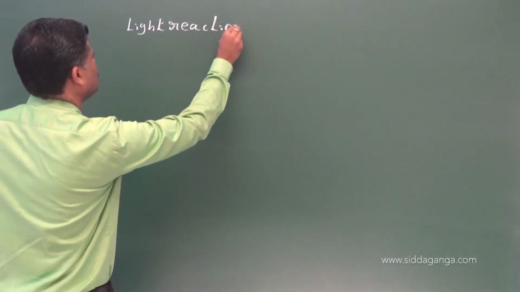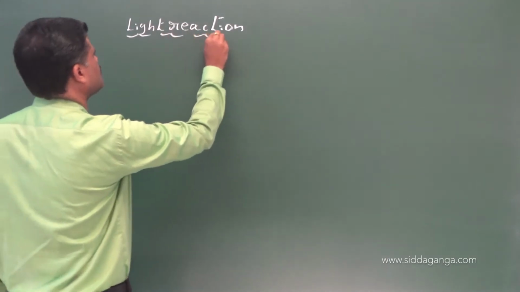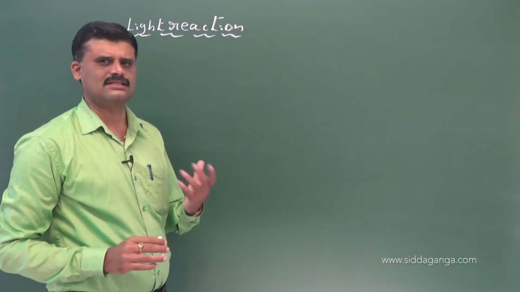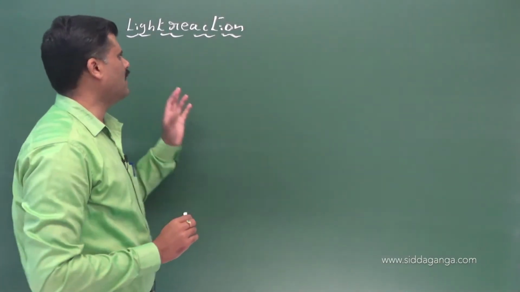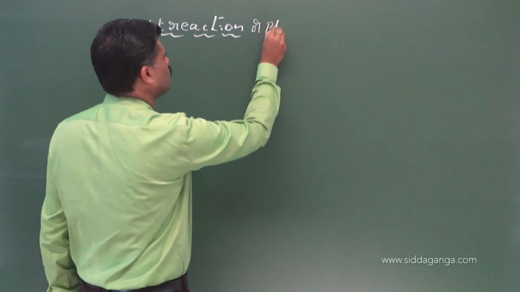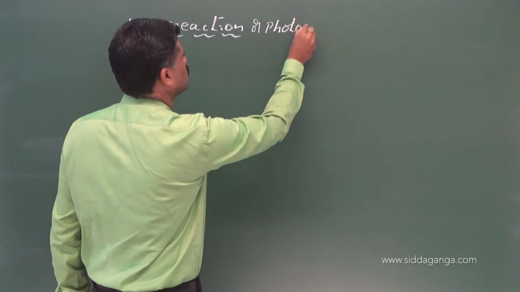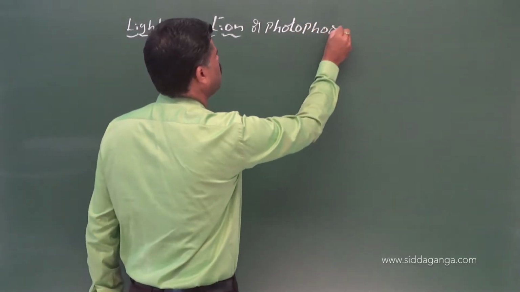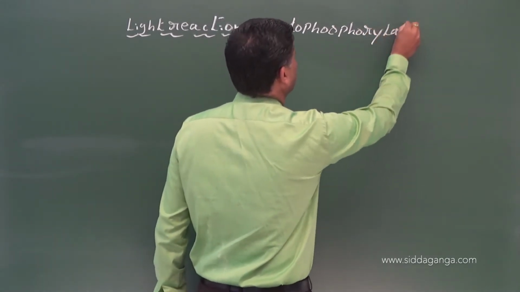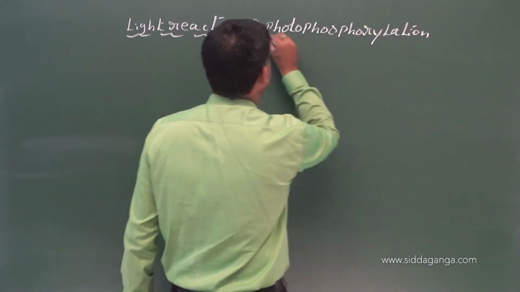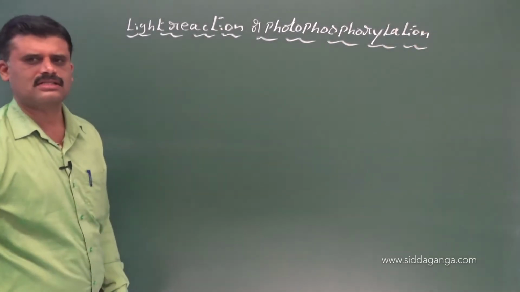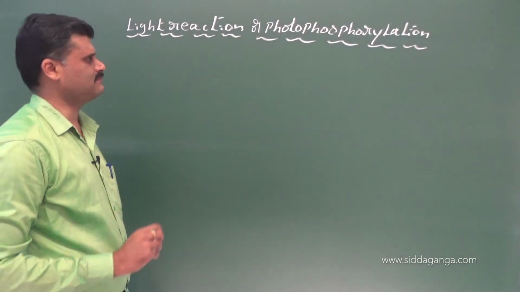Photosynthesis is divided into two steps. The first step is the light reaction, and the second step is the dark reaction. The light reaction is also called photophosphorylation.